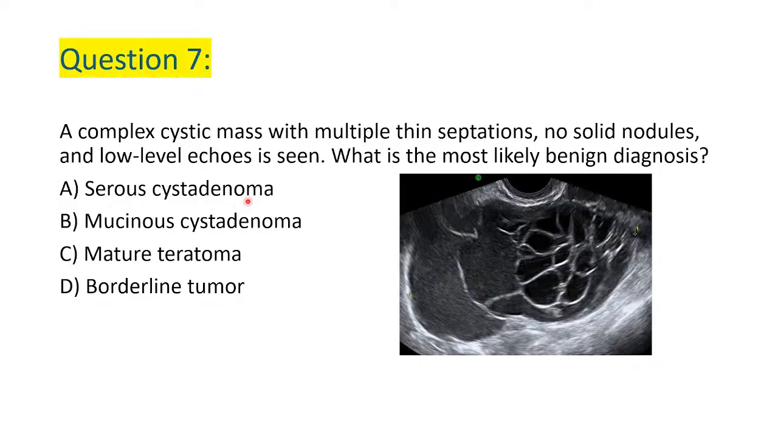So this is a serous adenoma, mucinous cystadenoma, mature teratoma, and borderline tumor. So the correct answer is mucinous cystadenoma. When you're talking about a serous cystadenoma, serous is fluid, so it should be anechoic fluid, without the septations and without the internal low-level echoes. So mature teratoma, you should have a dermoid, and then the borderline tumor is supposed to be malignant transformation with internal vascularity on Doppler.